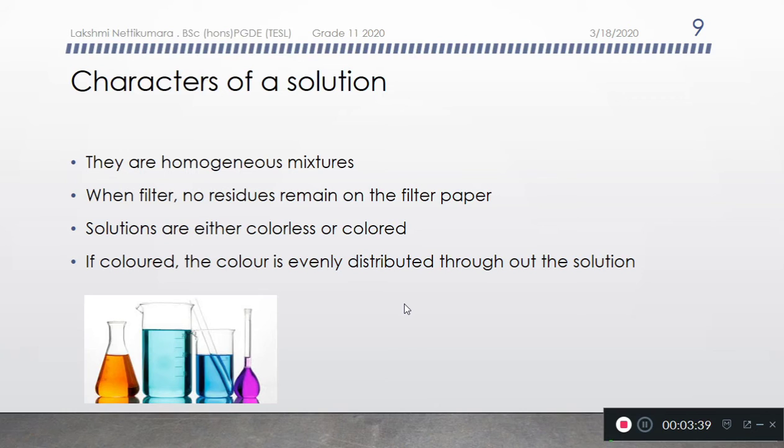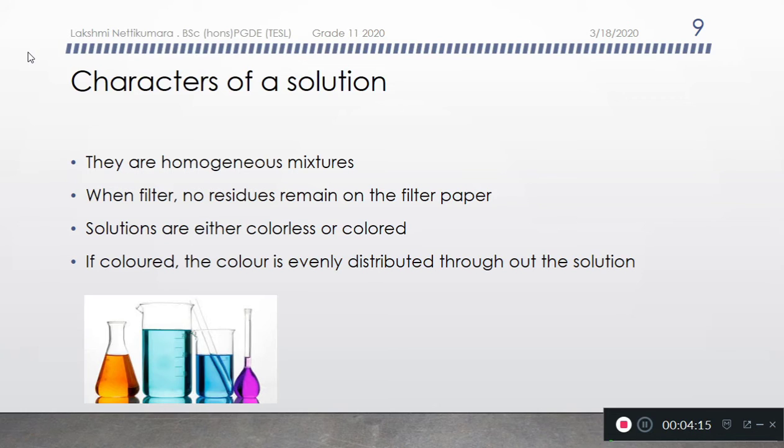Now let's move to the main topic. What are the characters of a solution or the homogeneous mixture? They are homogeneous mixtures. When you filter a solution using a filter paper, no solutes remain on the filter paper. That means all particles are filtered easily. Solutions are either colorless or may be colored. If it is a colored solution, the color is distributed evenly throughout the solution.